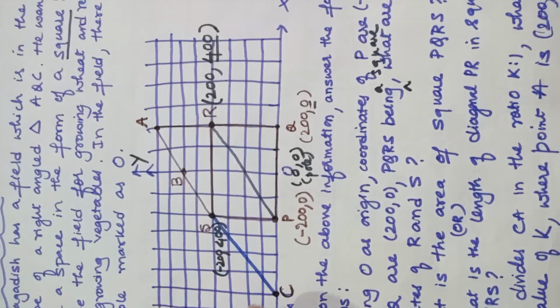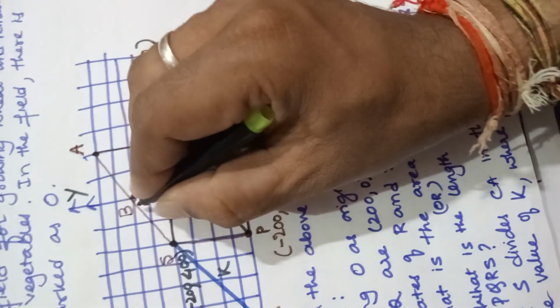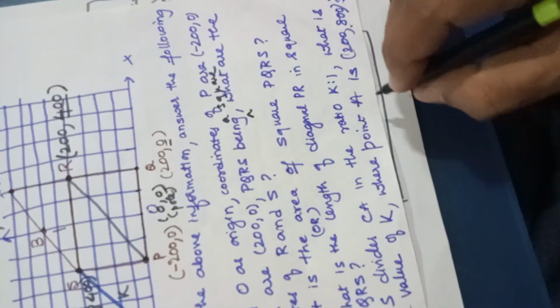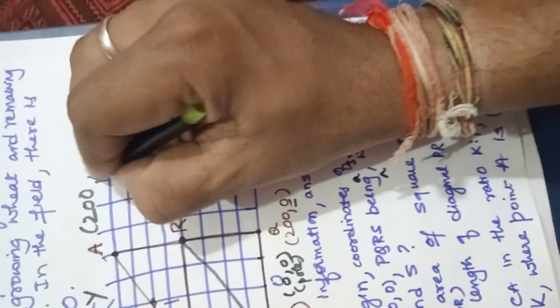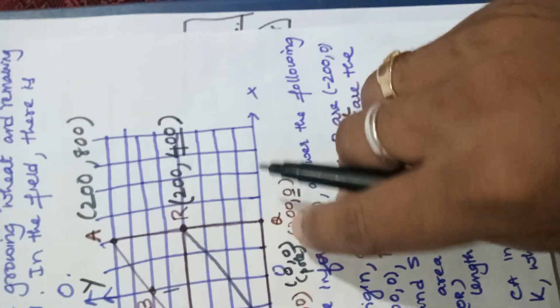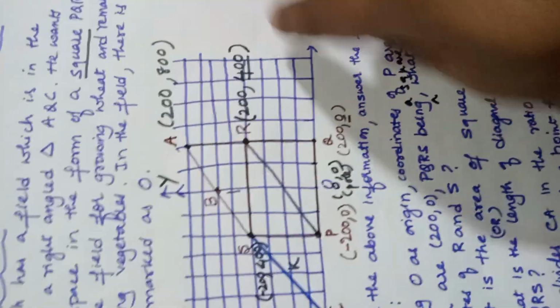Now, if S divides, this is the point S, which divides CA. So you can see that there is CA here, line segment CA, in the ratio K is to 1. In the ratio K is to 1. So this is K units and this will be 1 unit. Where A, what is the value of K? Where point A is 200, 800. So the coordinates of this point A are given as 200, 800. Even if it is not given, you can easily determine it as 200, 800 from the graph itself.